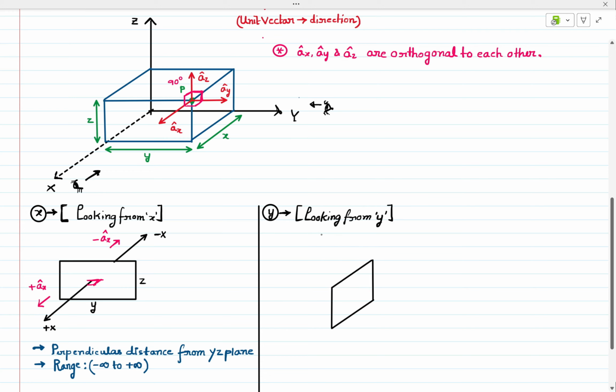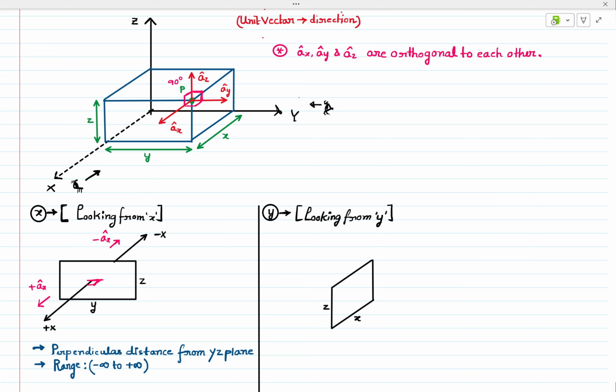Yeah, this is the xz plane, where this is the x and this is the z, and the above side is also x and the opposite side is also z. So I'm writing it in a single direction. Okay, so this is the xz plane.